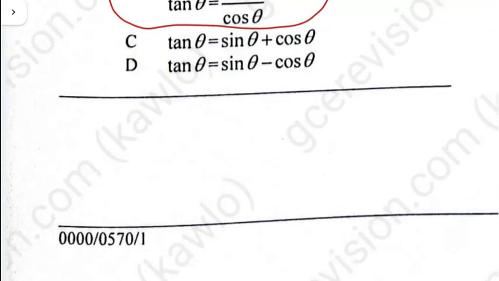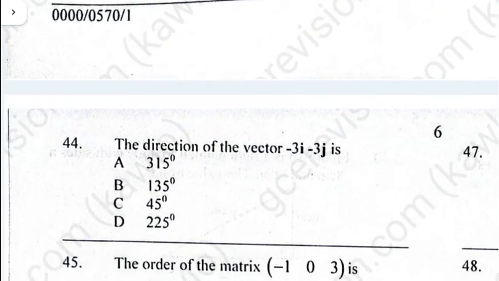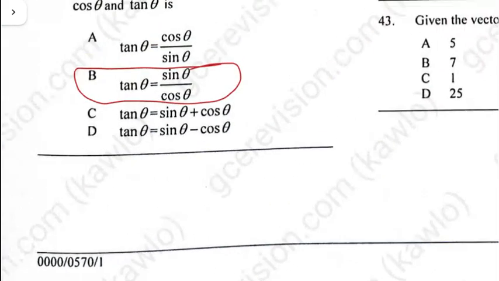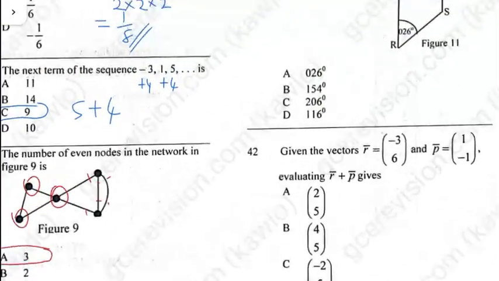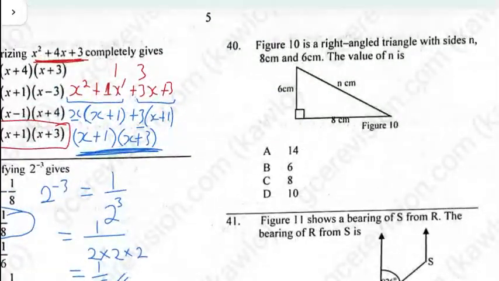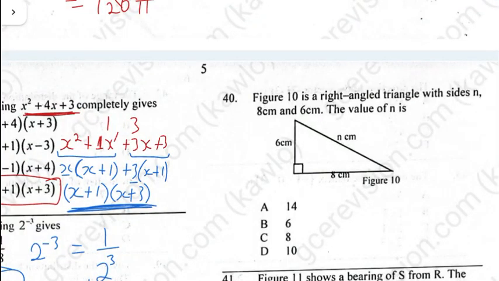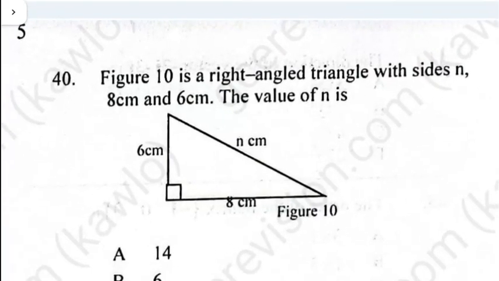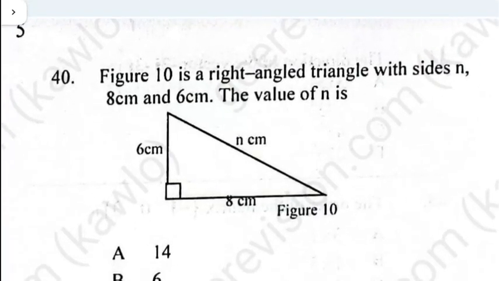Question 40. Figure 10 is a right angle triangle with sides 8 centimeters and 6 centimeters. What's the value of n?